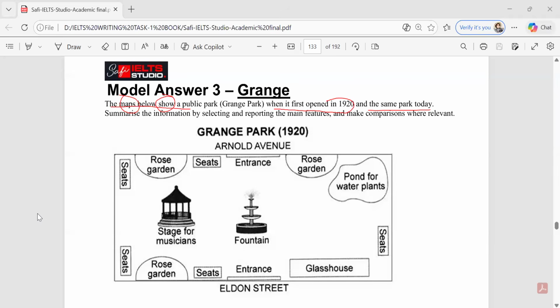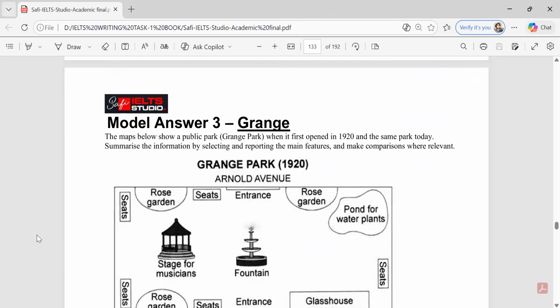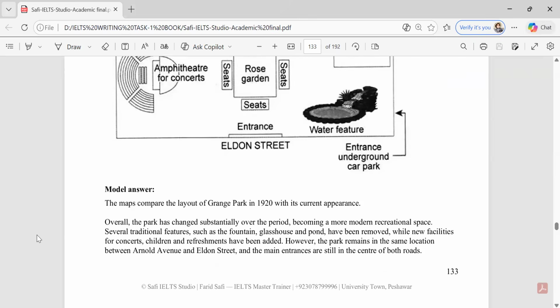So what we can do, first of all, we will write down, we simply paraphrase the first part. तो paraphrase आप लोगों ने करना है. अब जैसे the maps compare the layout of Grange Park in 1920 with its current appearance. तो हमने कर दिया ना पैराफ्रेज. ये हमारे पास क्या हुआ? इंट्रोडक्शन. ओवरव्यू आप देखिए इसमें कि ओवरव्यू में हम क्या लिखना चाहते हैं.